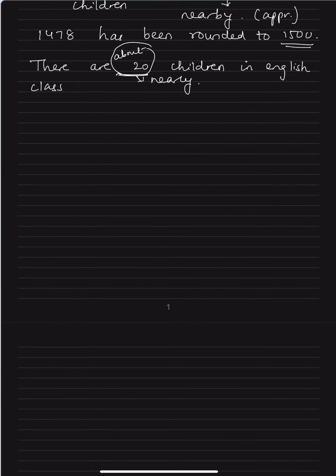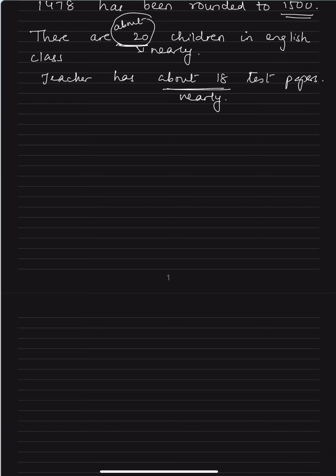Now I can say the teacher has about 18 test papers. Okay? About 18 means nearly. Not exactly, but nearly. This is nothing but rounding the number. So I will say, how much approximate? I can say approximate 20 papers it has. Okay? This is nearly or approximate.